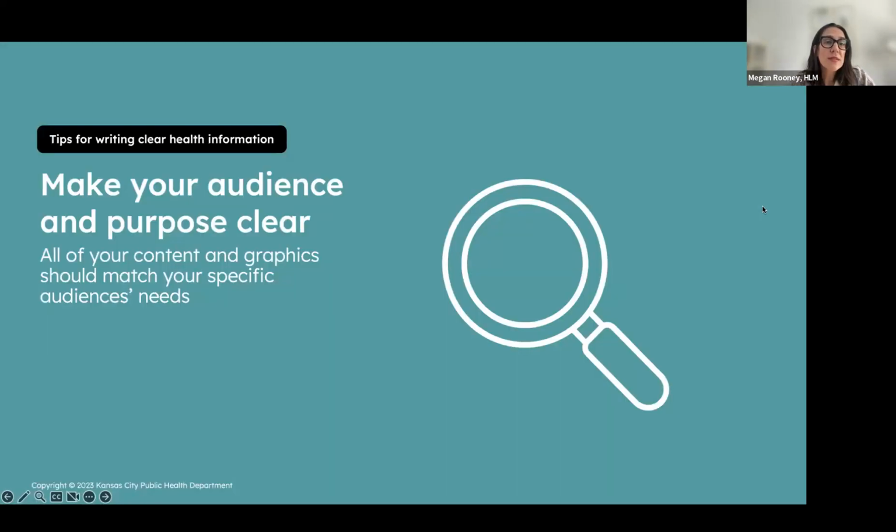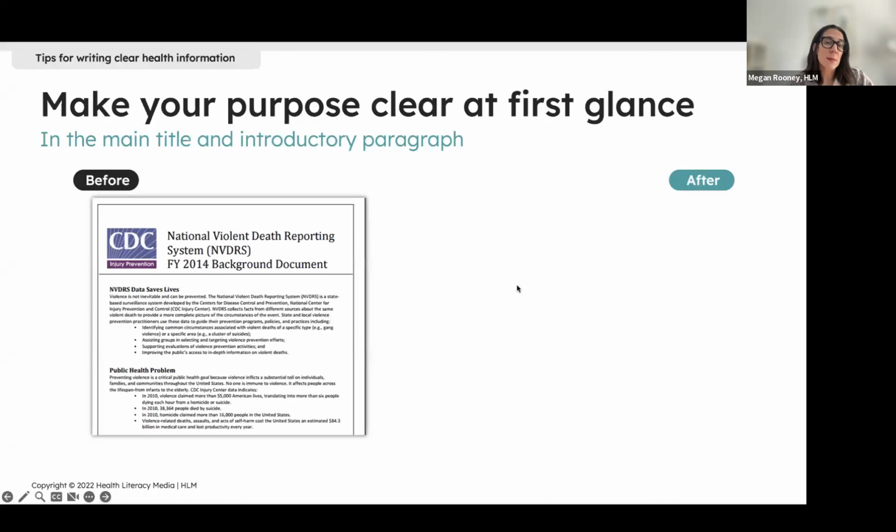Okay. Our first tip is making your audience and purpose clear. And you want all of your content and your graphics to match your audience's needs. So here's an example on the left of a before example from the CDC. This is not necessarily for patients. It's a little bit more for professionals, but we do know that everyone from early readers or low literacy readers to professionals with a high education prefer documents in plain language. So we're doing this, it's a universal precaution. We're doing this for everyone.